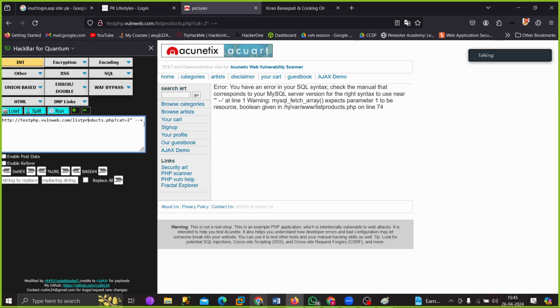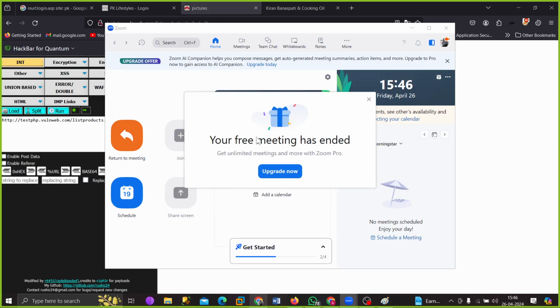Yes, clear. Okay, so when I use double quote, it is showing us an error. That means that parameter, that equation is not right. Even single quote is not right over here, guys, when I was trying to log in performing a blind boolean attack.